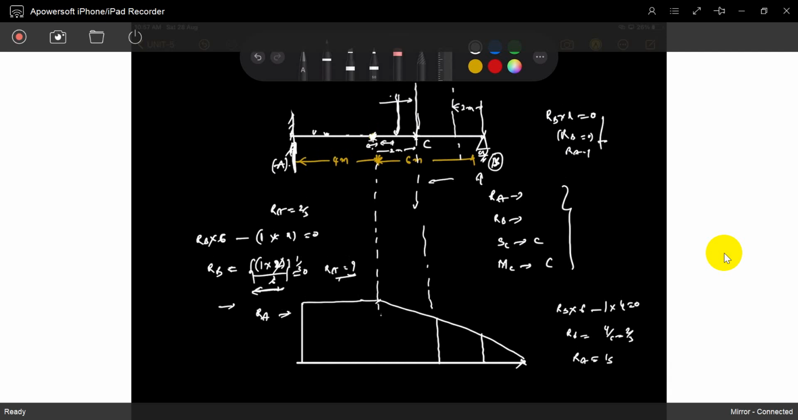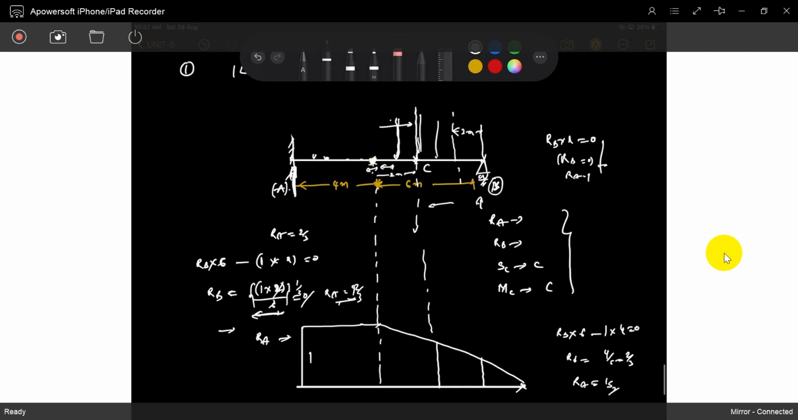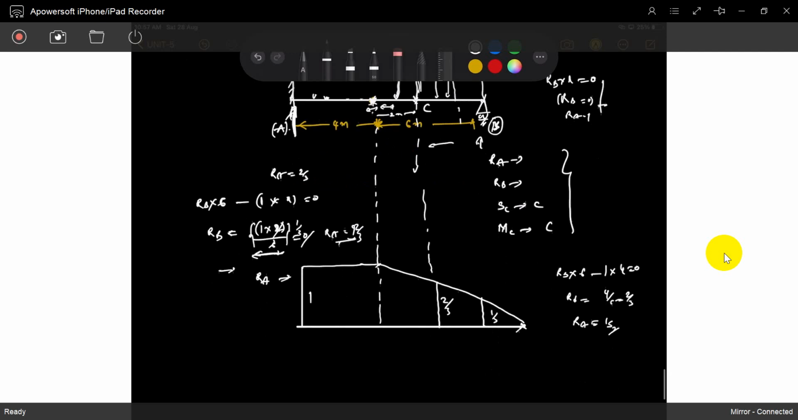So up to the hinge location RA is 1. After that it is going to decrease. See, it's 1 by 3, it's 2 by 3. RA is 2 by 3, RA is 1 by 3. So load position is shifting. The load position goes forward from the hinge position. RA is decreasing from 2 by 3 to 1 by 3. So you have to find out RA at different instances. You can just directly add it. That's it.